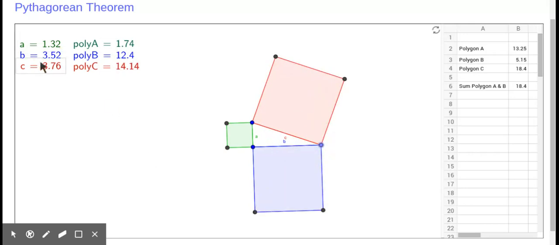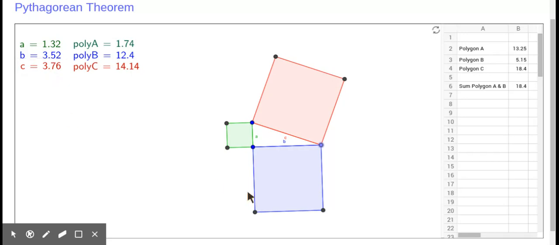You can see I have the measurements of A, B, and C on the far left. A right now is 1.32, B is 3.52, and C is 3.76. C, as the hypotenuse of this figure, the side length across from the right angle, is always guaranteed to be the largest or the longest side in the right triangle.